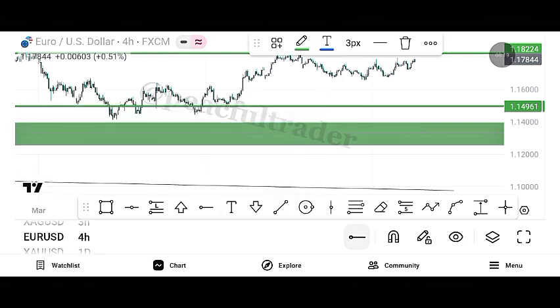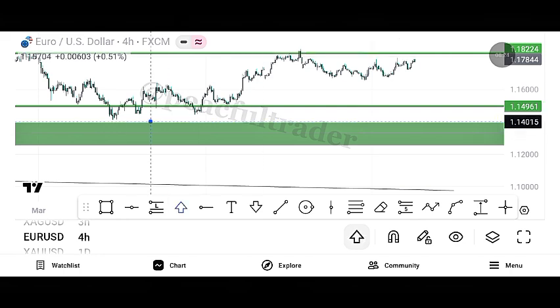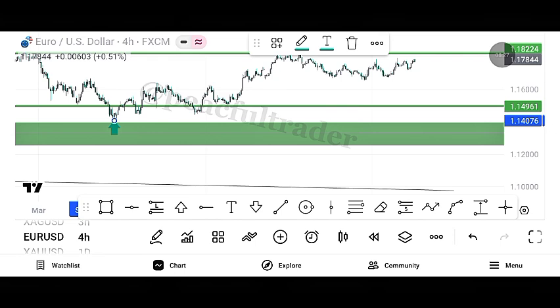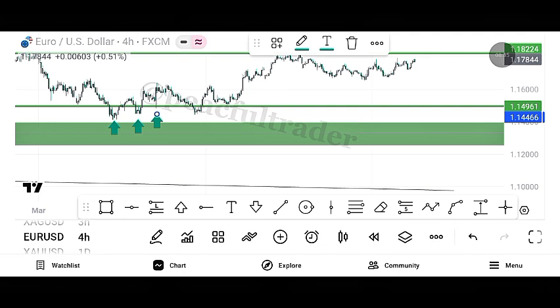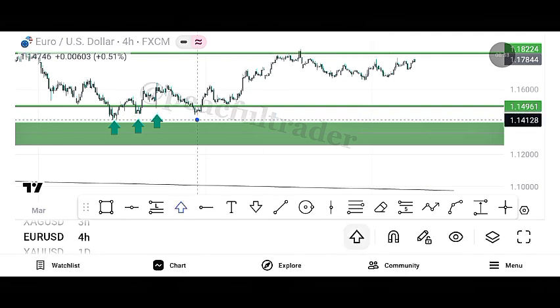Now you can see that as the market settled down on that support level, what did the market do? The market came in to retest multiple times. Here was the first reaction, here was the second reaction, here was the third reaction, here was the fourth reaction, here was the fifth reaction.